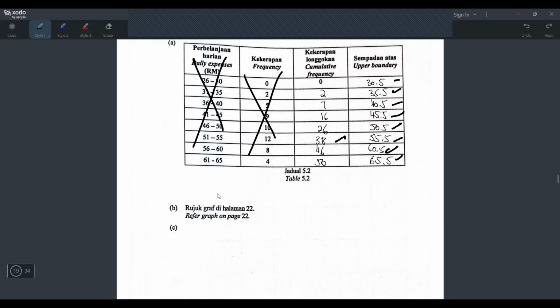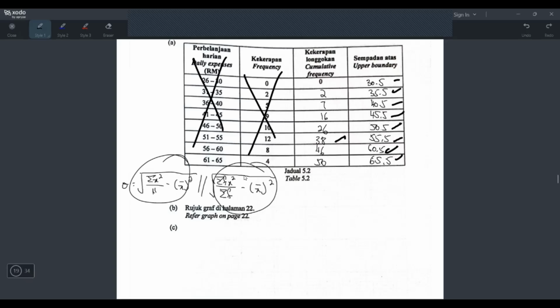First, what is the formula for standard deviation? It will be square root of sum of x square bahagi dengan n, tolak dengan mean square. Ataupun the other formula is sum of fx square bahagi dengan sum of f, tolak dengan mean square. Bila masa nak guna formula yang ni? Kalau ada frekuensi ataupun kalau group data, mesti kita akan guna formula ni. So, for this question, we won't use the first one.